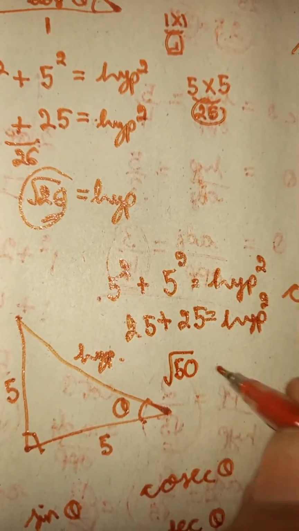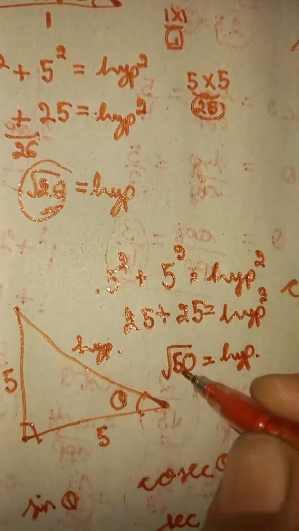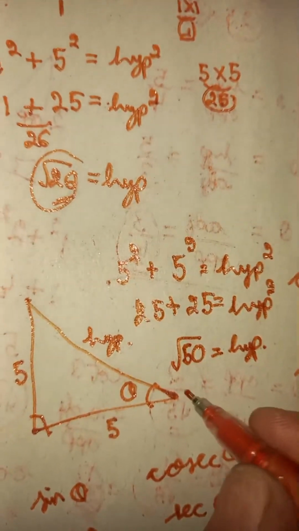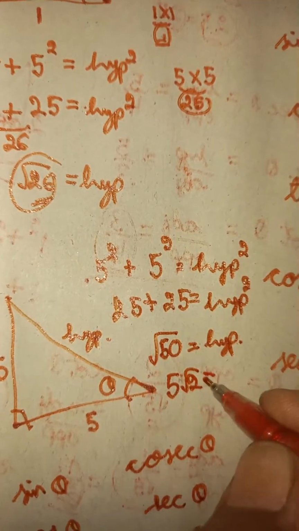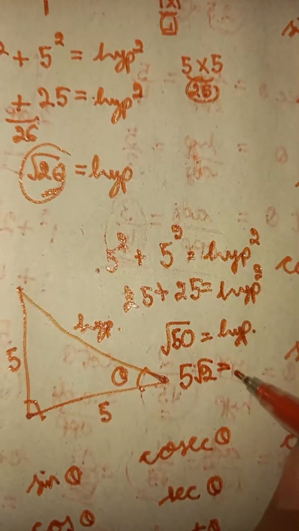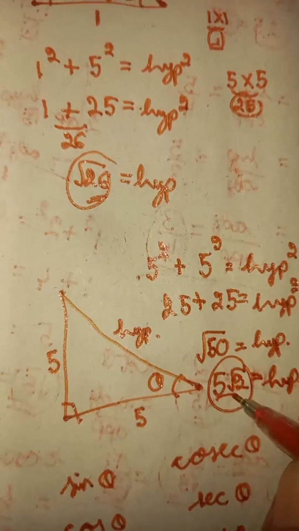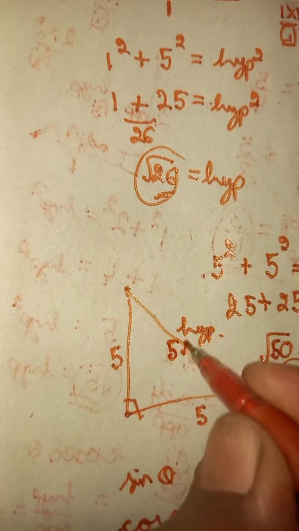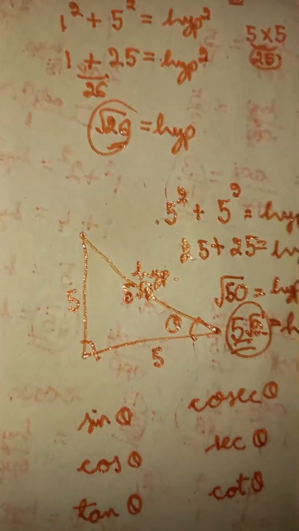Root of 50 equals the hypotenuse, and inside root 50 you can simplify and write 5 root 2. 25 comes out, it becomes 5. 5 root 2 is the hypotenuse. So this hypotenuse value is 5 root 2, and these are the 5 sides.